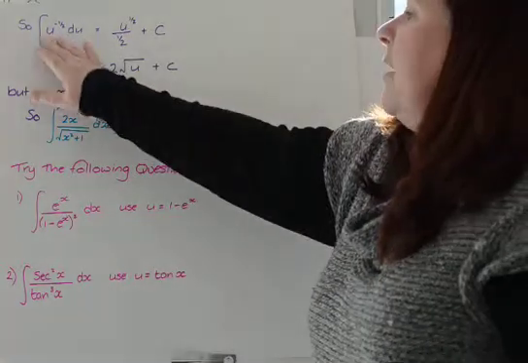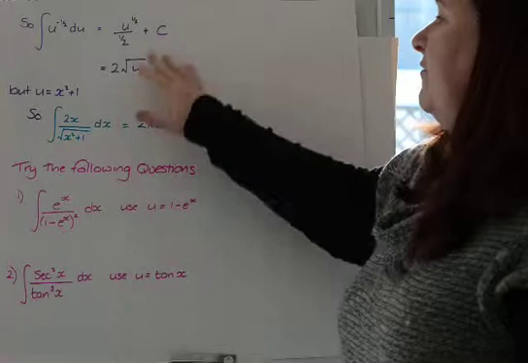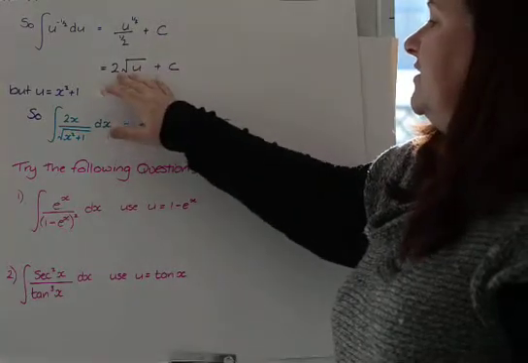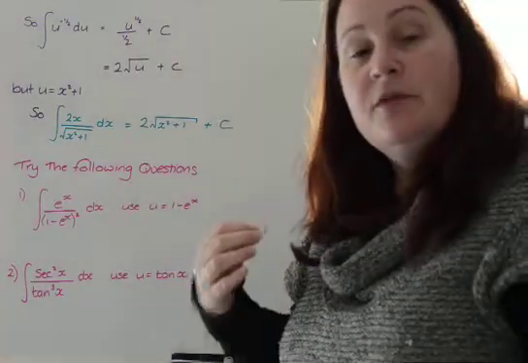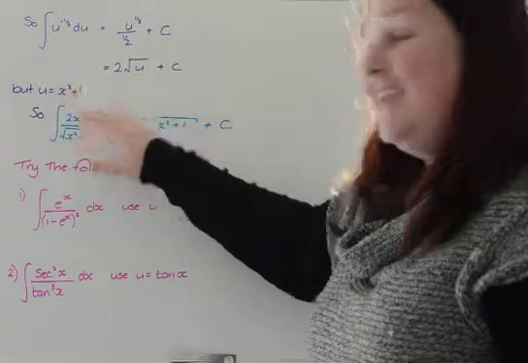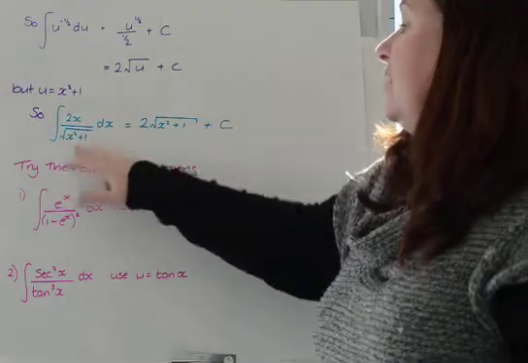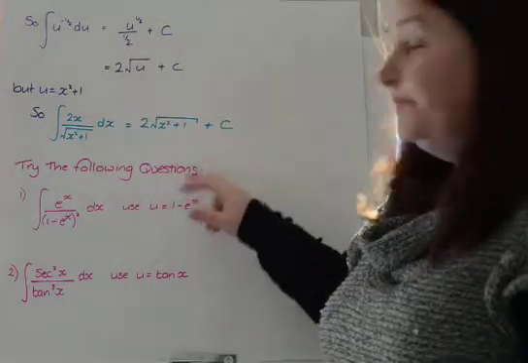So I've got this, and we know that this is going to integrate to u to the half over a half plus constant, which is the square root of u plus c. But of course we know that we made this original substitution, so we have to substitute this back into my answer. So that integral equals the square root of x squared plus 1 plus constant.